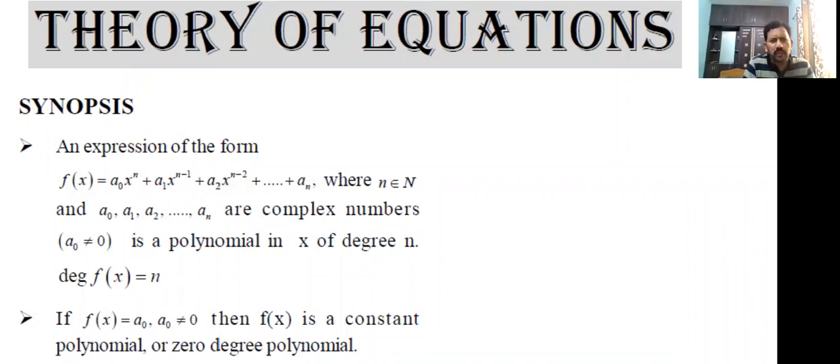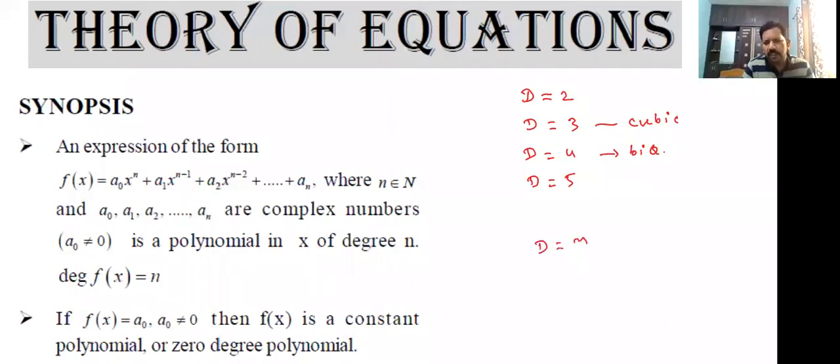Quadratic means we know that degree 2. If degree 3, we will say what? Cubic. Degree 4, what will we say? Biquadratic. Degree 5, fifth degree. Degree 6, sixth degree, and so on. Degree n, this is nth degree polynomial.